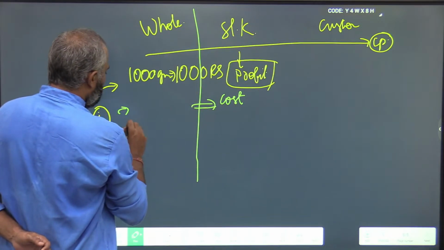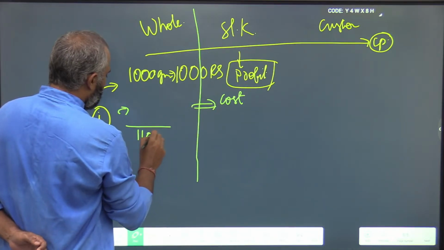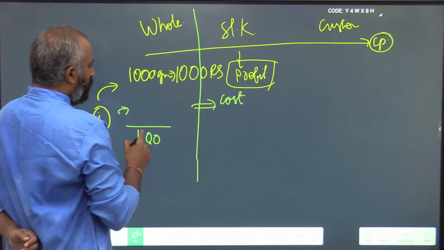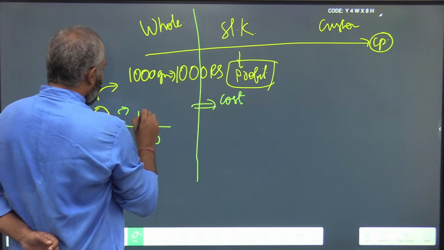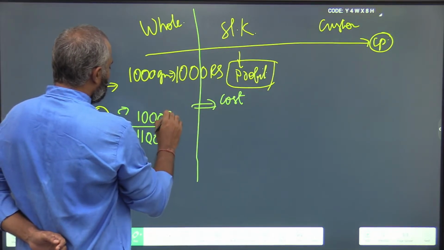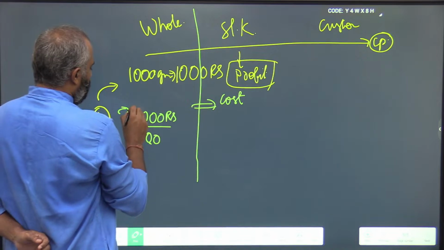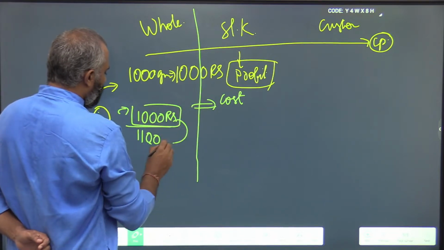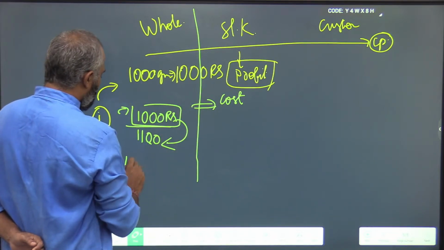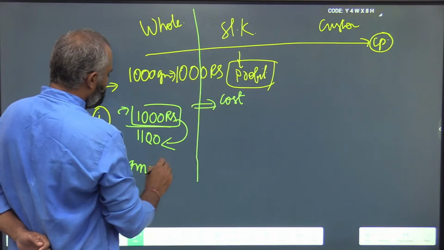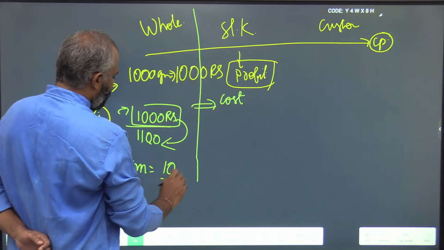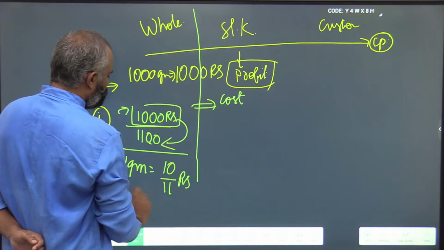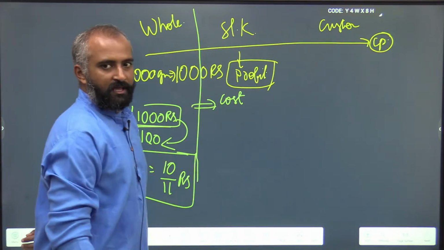He is buying 1100 grams, but at a cost price of 1000 rupees only. So, for 1000 rupees, he is getting 1100 grams. What is the cost of each gram? 10 by 11 rupees. The cost of each gram is 10 by 11 rupees.